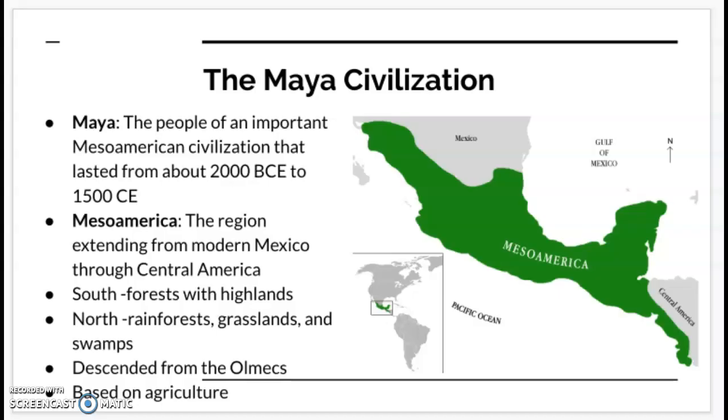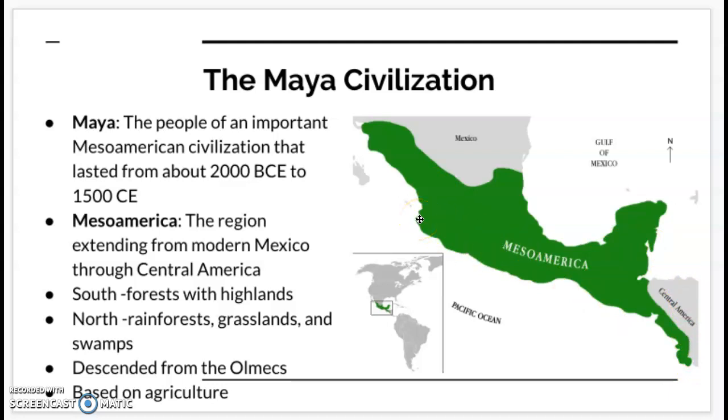So the Maya were a group of important people in the Mesoamerican civilization that lasted from 2000 BCE to 1500 CE, so over 3,000 years. They lived in this region right here called Mesoamerica. This region expanded from modern Mexico throughout Central America. In the south down here, it was a lot of forests and highlands, and then in the north up here, it was rainforest, grasslands, and swamps.